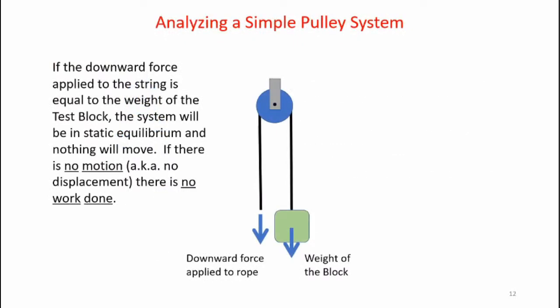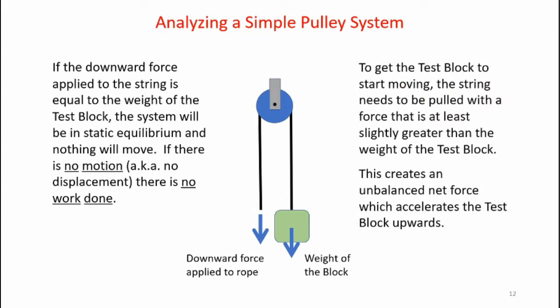Now, if the downward force applied to the string is equal to the weight of the test block, the system will be in static equilibrium and nothing will move. If there's no motion, in other words, no displacement, there is no work done. Now, to get the test block to start moving, the string needs to be pulled with a force that's at least slightly greater than the weight of the test block. This creates an unbalanced net force, which accelerates the test block upwards. And this is F equals ma.